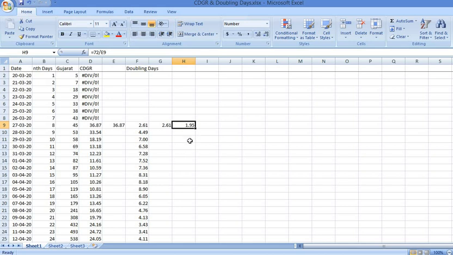But I hope these two formulas will help you to analyze your data in the coming days, because COVID-19 is going to be there for even a couple of months. So I hope this video will make a clarification regarding the CDGR calculation and doubling days.